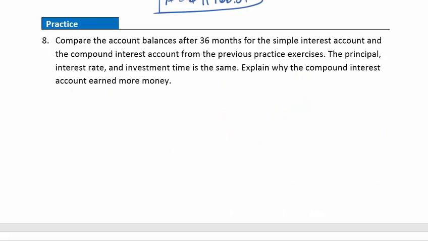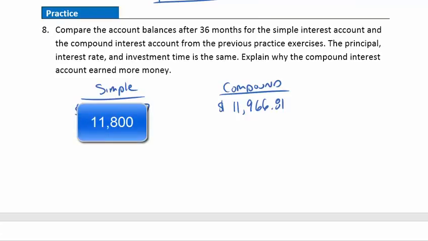So go ahead and pause your video player now and answer practice question 8. All right. Question 8. Compare the account balances after 36 months for the simple interest account and the compound interest account. So we compare the account balances. In the simple interest case, we have $10,303.77. In the compound interest, we have $11,966.81. So you can see compound interest is making us quite a bit more money than simple interest.